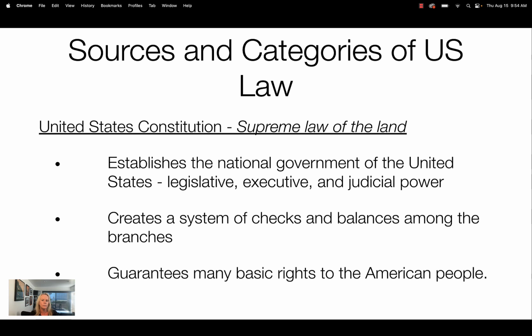It creates a system of checks and balances among those branches, and what that means is no branch of government has more power than the other. They have different roles. So Congress is not more powerful than the president. They just have different roles. The Supreme Court is not more powerful than Congress or the president. They have a different role. And in addition to the three branches of government, the Constitution also guarantees basic rights to the American people through the Bill of Rights. Again, I will talk about those in a different lecture.